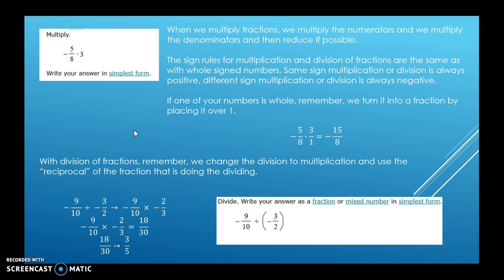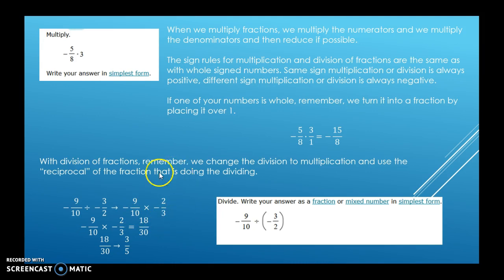When we are dividing fractions, remember, you always convert it to a multiplication problem, but you cannot simply change division to multiplication. You have to also take the reciprocal of the fraction that's doing the dividing. Reciprocal again meaning the flip. You invert the numerator and denominator. So -9/10 divided by -3/2. First of all, they're both negative, so your answer is going to be positive. We change this into multiplying, keep the -9/10, and we flip the -3/2 to become -2 over 3.